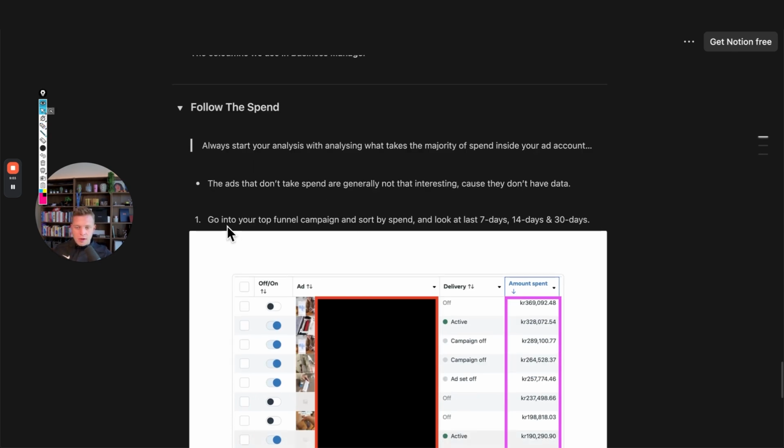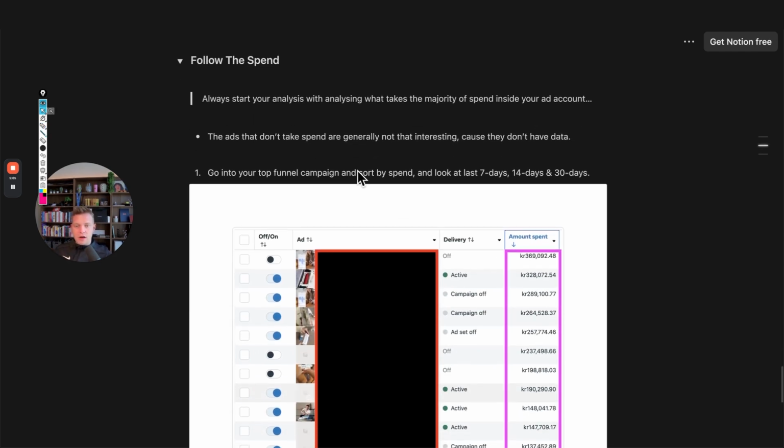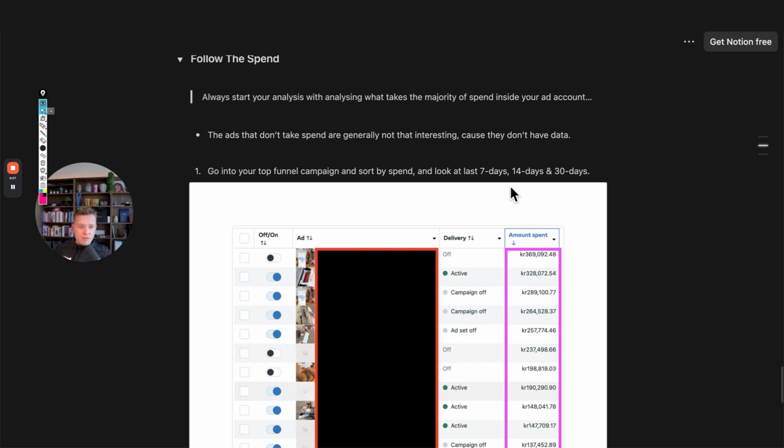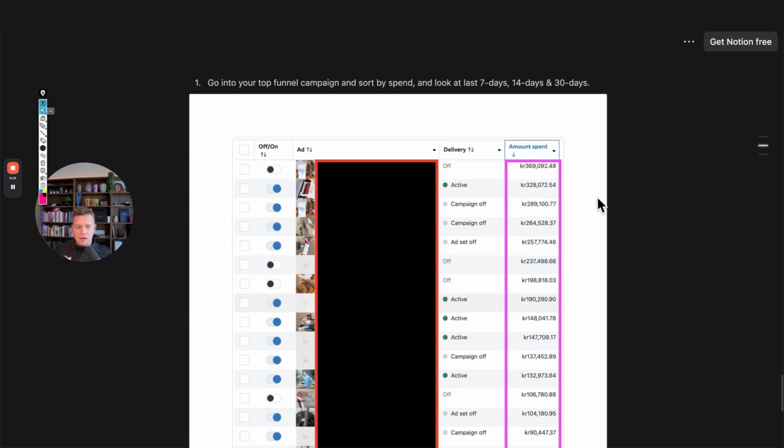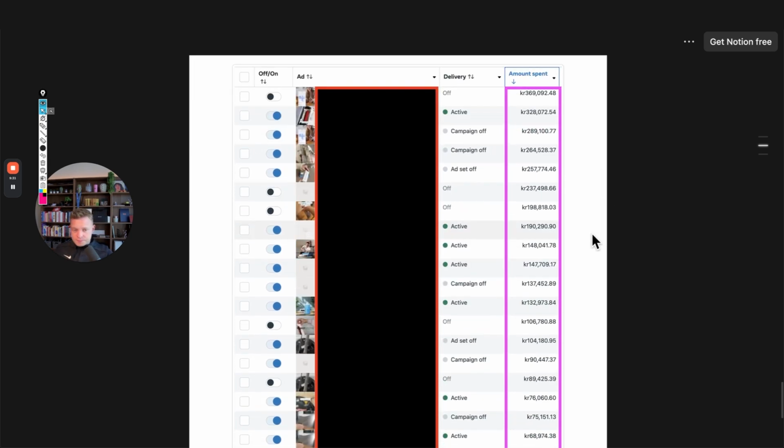So basically, go into your top funnel campaign, sort by spend, and look at the last 7 days, the last 14 days, and the last 30 days. There's a setting inside Facebook Ads Manager where you can see how it compares to the previous period. This is a really good feature so that you can see if something is starting to get more and more spend, and what percentage increases or decreases it's having. For example, you can see this ad has 370,000 NOK in spend, or this one 328,000, 289,000.